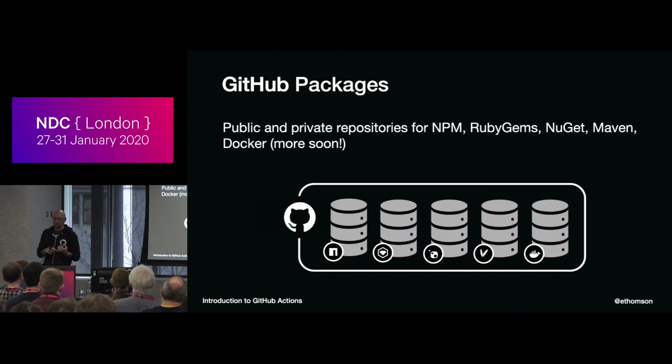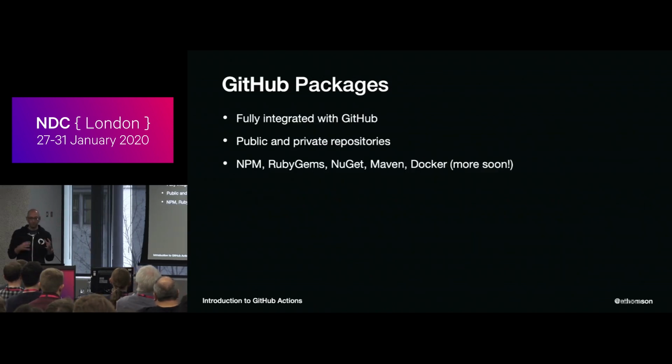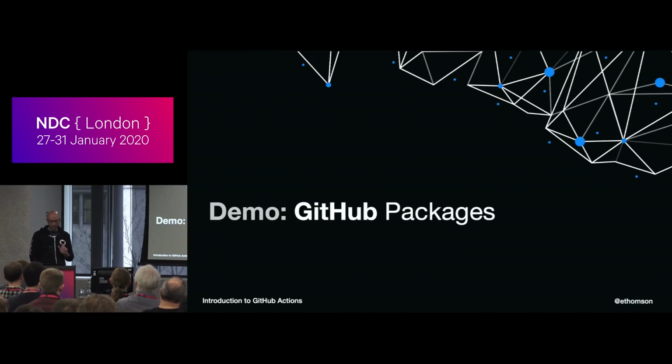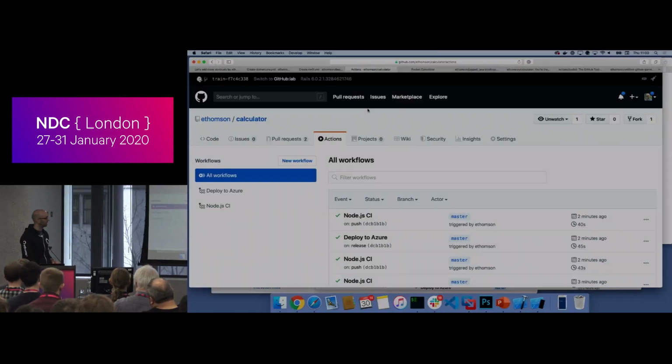And so GitHub Packages will host NPM. It'll host Ruby, Maven, Gradle, Docker, NuGet, et cetera. And so this is a really cool way to work with that sort of workflow. The thing that I like most about it, though, is that it actually integrates really well with GitHub Actions.